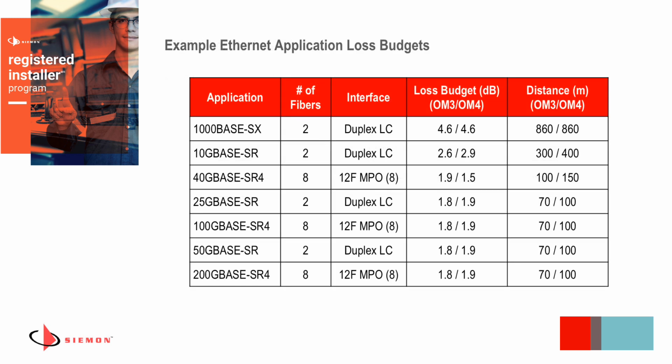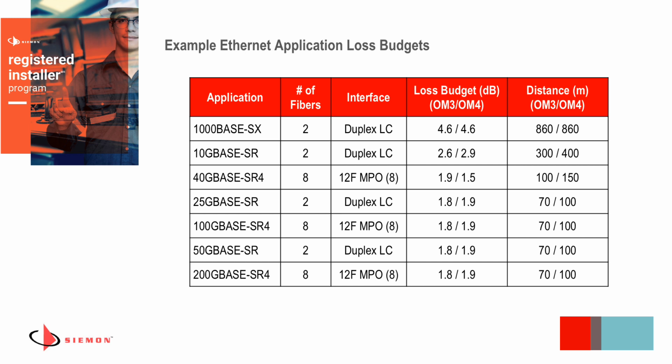This table illustrates some of the loss budgets and supported distances of the IEEE Ethernet applications, starting at gigabit Ethernet, which is 1000BASE-SX. You'll note here that some of these applications are duplex, while some of them are based upon MPO connector interfaces from end to end. So it's important to consider that.